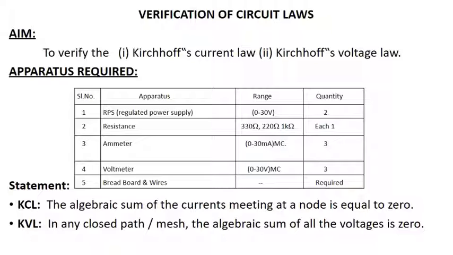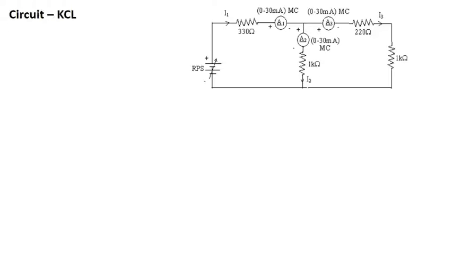So we are going to verify theoretically, first, Kirchhoff current law, which is the circuit diagram. We will give you the RPS, voltage DC input, and in this circuit we have three resistances, 330 ohms, 220 ohms, 1 kilo ohms, two resistances. So you can solve for any circuit which they will give you.